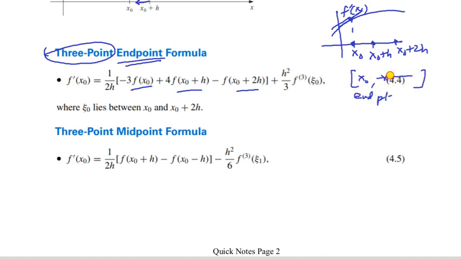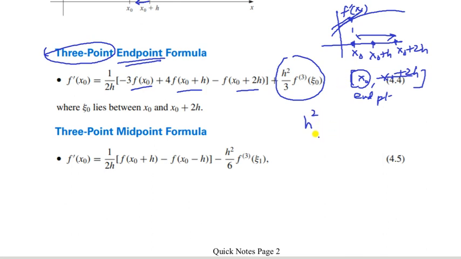Your interval is x naught plus 2h. Right, this whole thing is your interval now. So x naught is the end point. That's why we call it end point formula. And this is the maximum error in this formula. See, error is changed. Over there, the error was h by 2. Here it is h square by 3. So it's a better formula. You see, the bigger the power of h is, the better the formula.